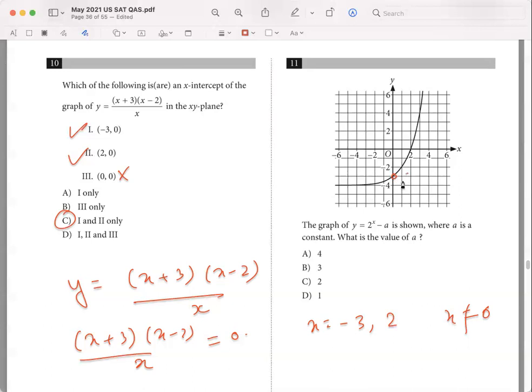Okay, so what is this point? This point is 0, negative 3. So let me substitute that. Negative 3 is 2 to the power 0 minus a. So negative 3 is 1 minus a. So a is 1 plus 3, which is 4. So the value of a is 4.